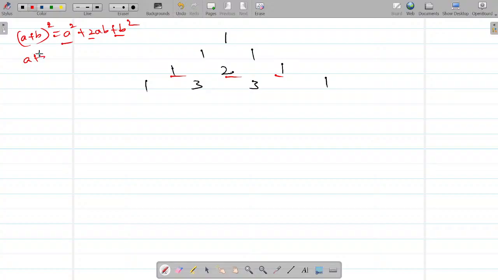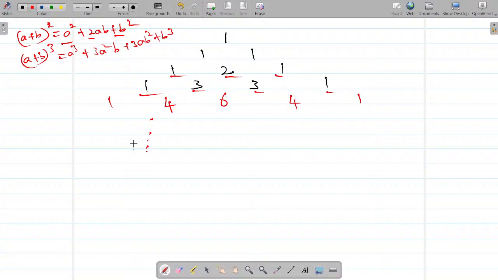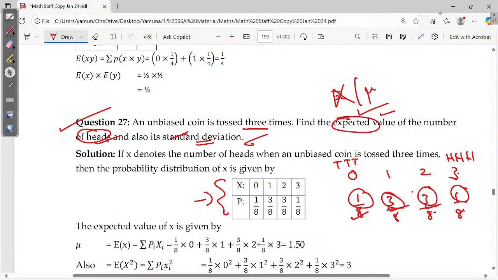A plus B the whole cube is A cube plus 3A square B plus 3AB square plus B cube. It's nothing but 1, 3, 3 and 1. You can still expand. Here will be 4, here will be 6, here will be 4, 1, 1. Still you can expand. See, this is nothing but the coefficients, how you get it. And if you apply this, 1, 3, 3, 1.